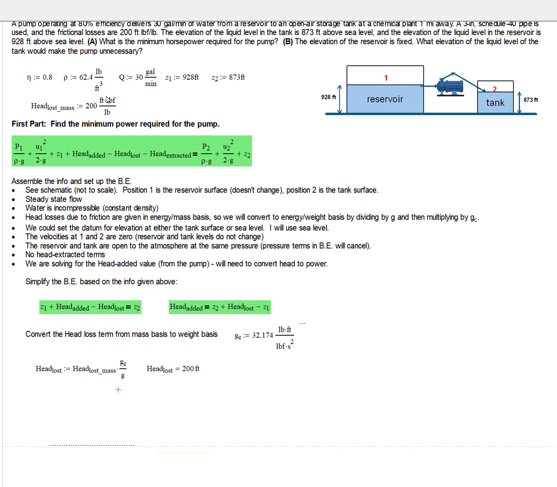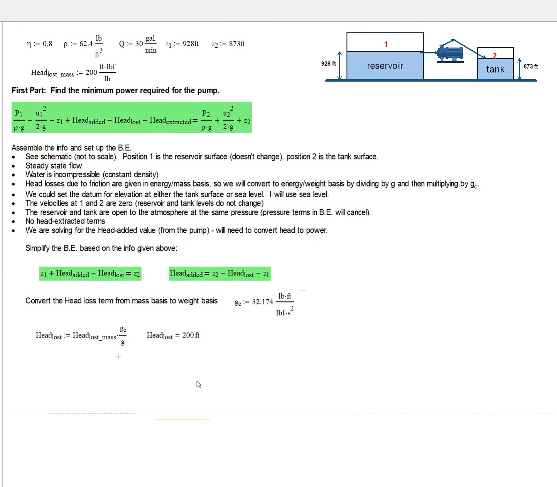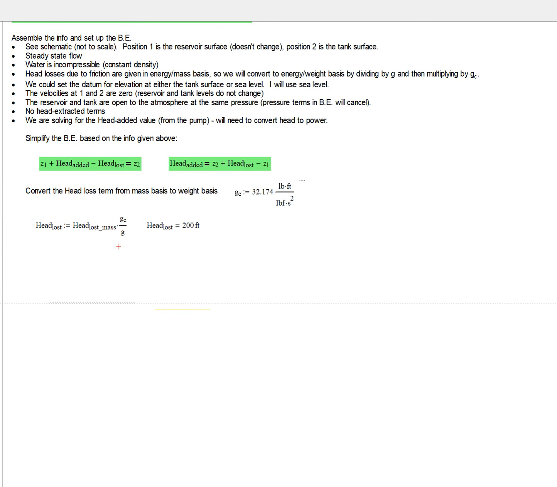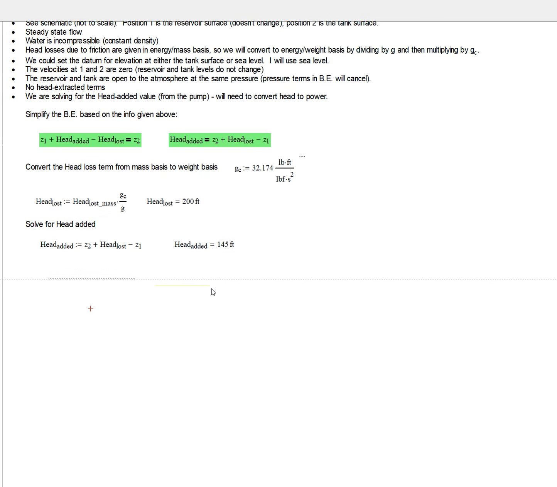But notice that it's incorrect to just say pounds force cancel pounds mass. You really need to go through and make sure you remember that gc is a conversion factor that allows us to do this conversion. So make sure you mind all your P's and Q's while you're doing that. So now we've got everything on a consistent unit basis, and so we can solve for head added. So head added is going to be 145 feet. Head added is 145 feet.